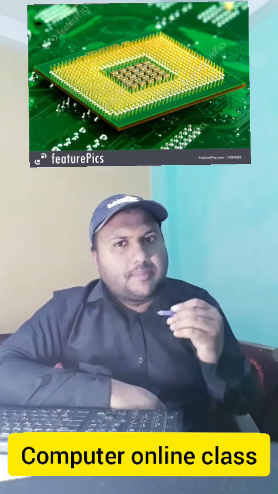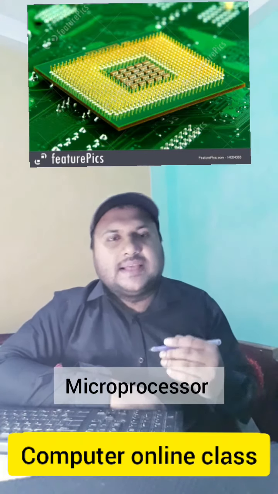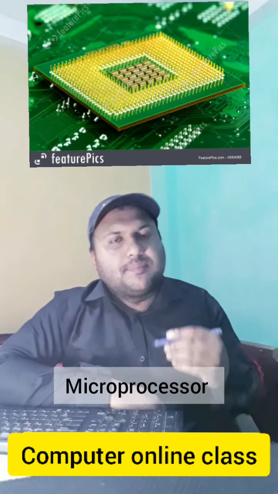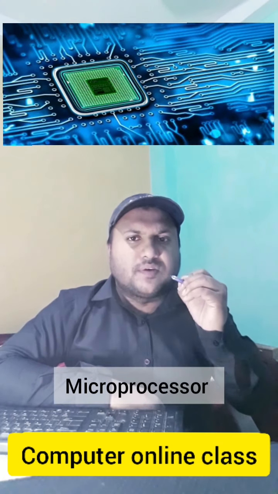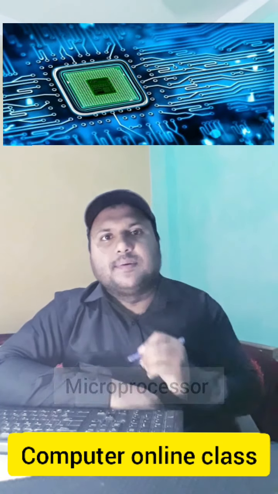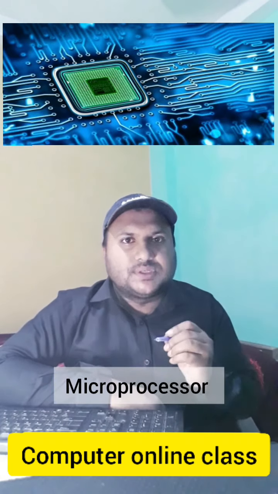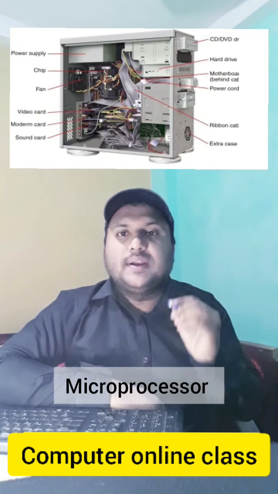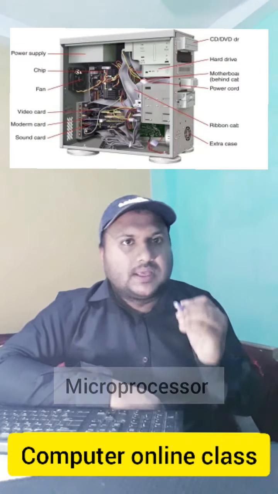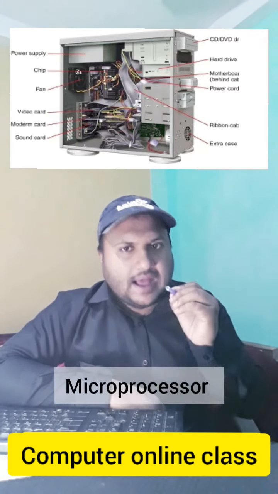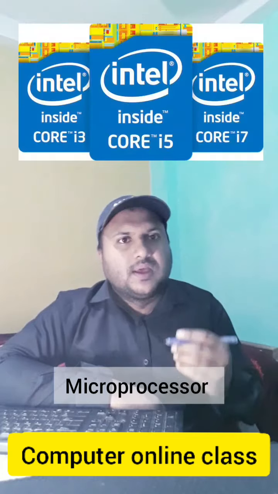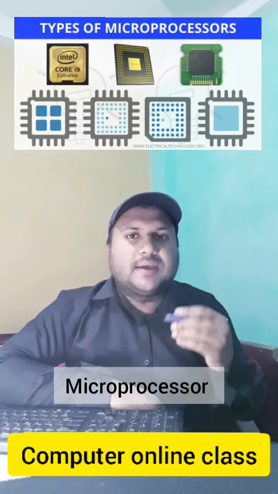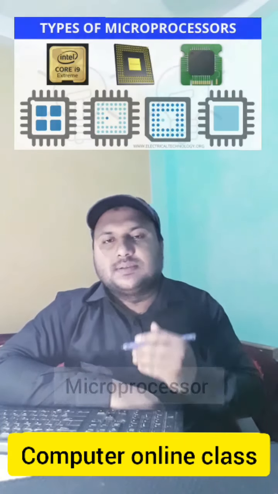Microprocessor. The microprocessor is also known as CPU. It is the main chip in the computer that performs millions of calculations every second. The speed of a computer system depends on its microprocessor. Intel i3, i5, i7, dual-core, and Core 2 Duo are the commonly used microprocessors these days.